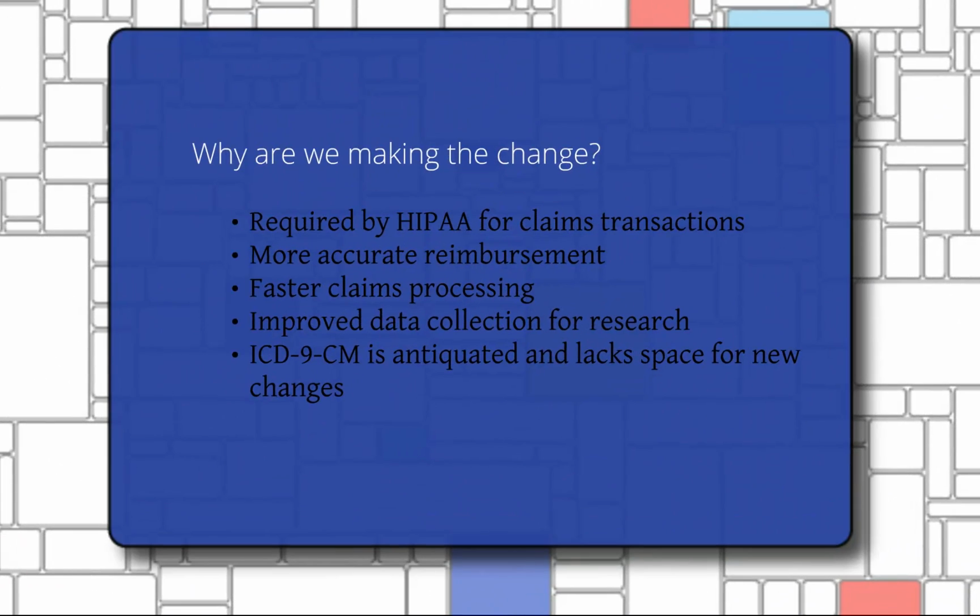Why are we making this change? In addition to it being a federal requirement, it will lead to more accurate reimbursement because of greater specificity in the codes. Claims will be processed more quickly. Data collection for research will be improved. Last but not least, ICD-9-CM is an antique and it lacks space for new changes.